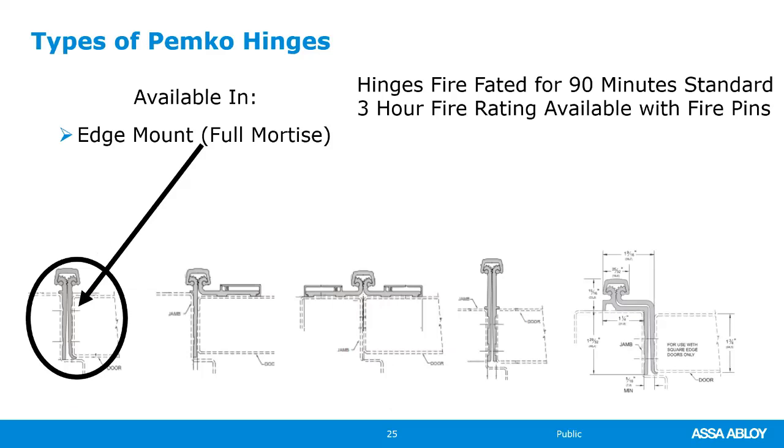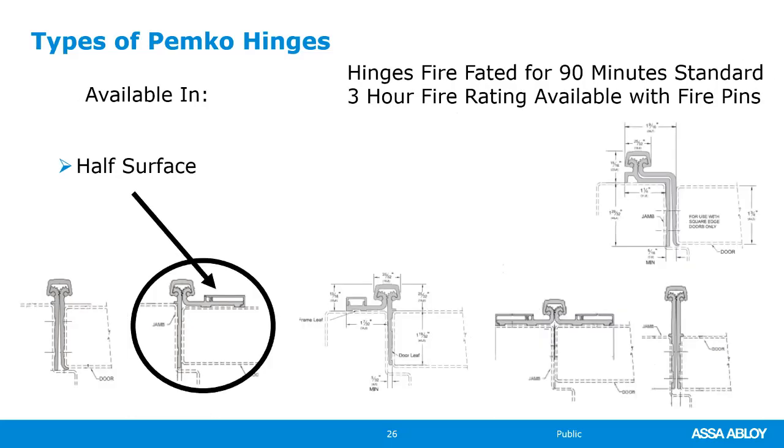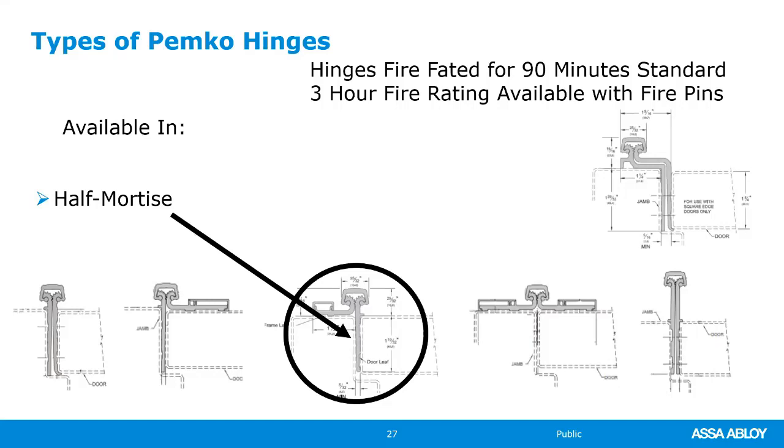Now, the types of Pemko hinges. When you have leaves that are concealed by mounting to the frame rabbet and door edge, both leaves are concealed. That is called a full mortise hinge. When half of the hinge is mounted to the surface of the door or frame, and half of the hinge is mortise, that is called half surface or half mortise.